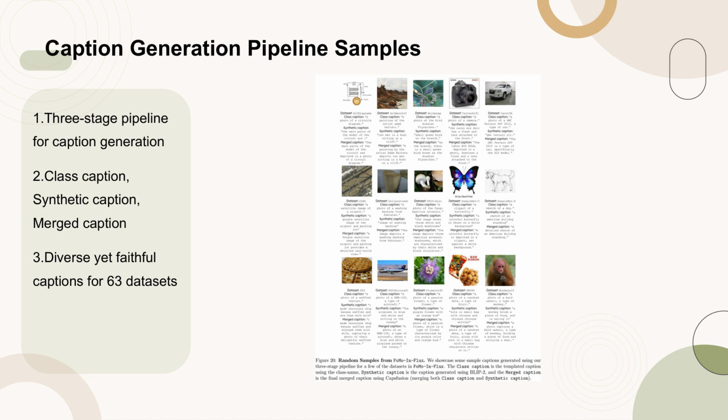Figure 20 presents random samples from the FOMO-in-Flux dataset, illustrating the caption generation process through a 3-stage pipeline. The first stage involves using a BLIP2 model with a FLAN-T5-XL decoder to create initial synthetic captions. The second stage generates templated captions based on class names. The final stage merges these captions using the CAPS fusion model, resulting in a comprehensive merged caption that captures key aspects of both the synthetic and templated captions. This method ensures diverse yet faithful captions for each image across the 63 datasets included in FOMO-in-Flux.